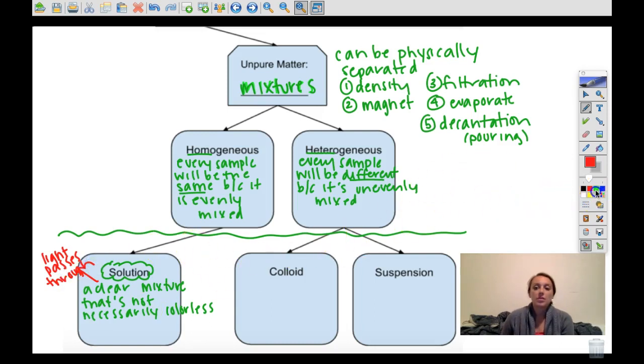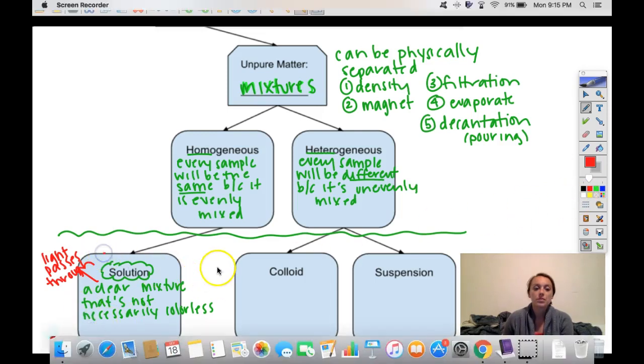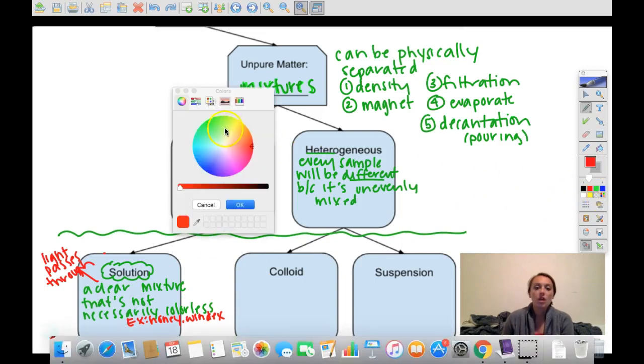So some examples include things like honey and Windex. Another example would be like vanilla in your baking.